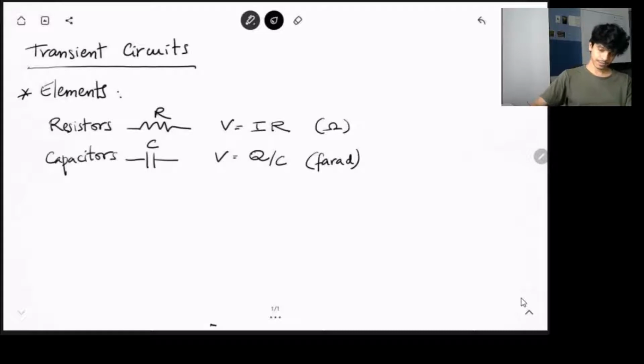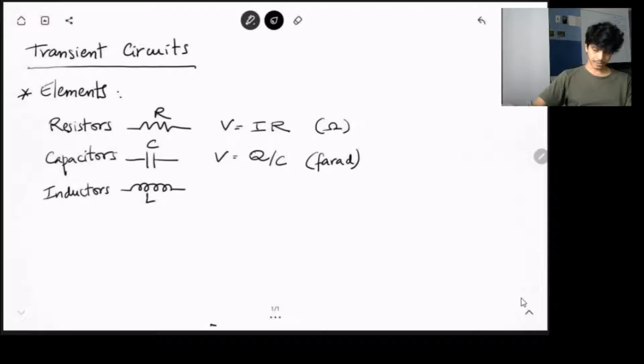The third element that we are going to look at is the inductor. You may or may not have seen this before. Inductors are just current carrying coils. Now you know that if you have a current flowing through a coil, it generates a magnetic field. Now if that current is time dependent, then the magnetic field will also vary with time, and a time varying magnetic field induces its own EMF. This is from Lenz's law.